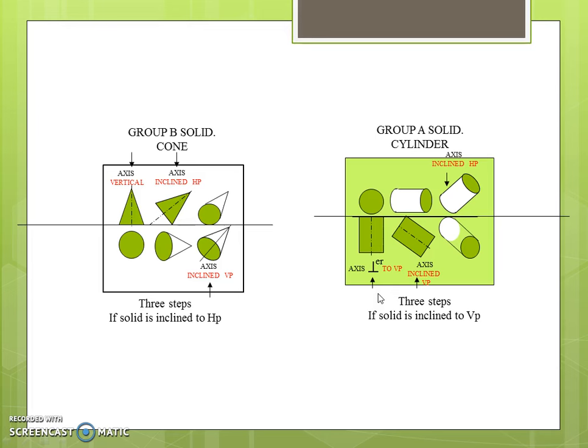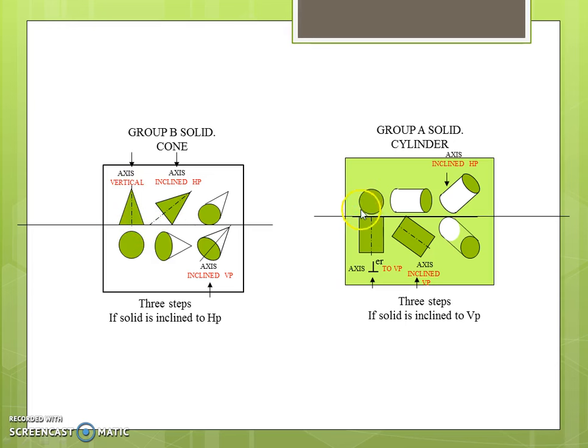So we can see here, in the first position, the solid is placed on HP. So the true shape of the cone, that is the base circle, is in the top view. Then, since it is a cone, in the other view we are getting a triangle. So this is the first position.